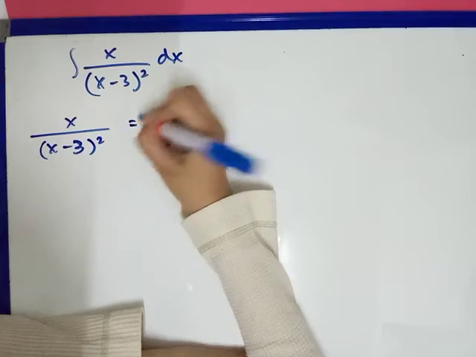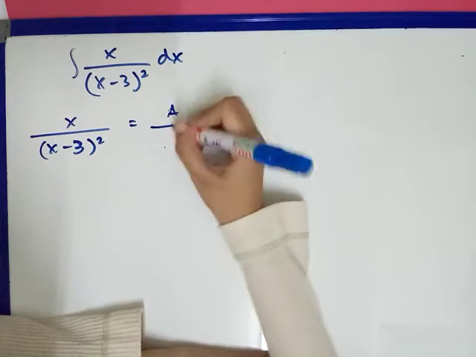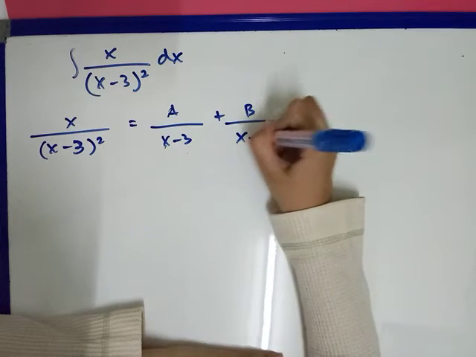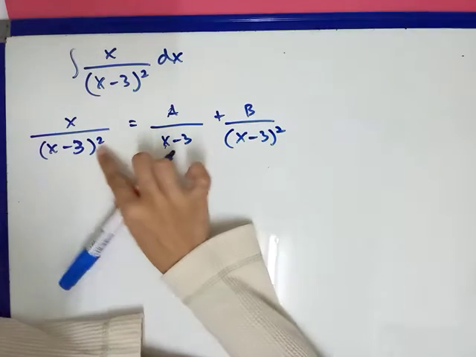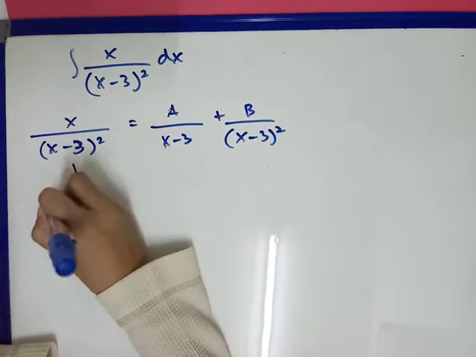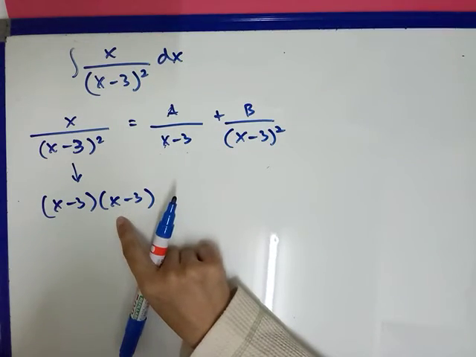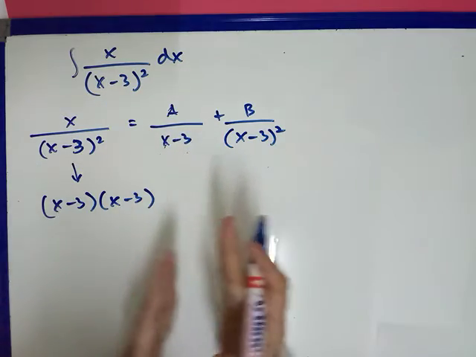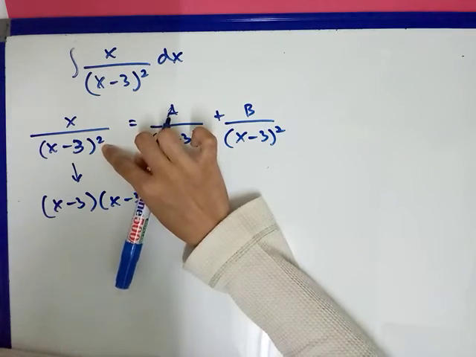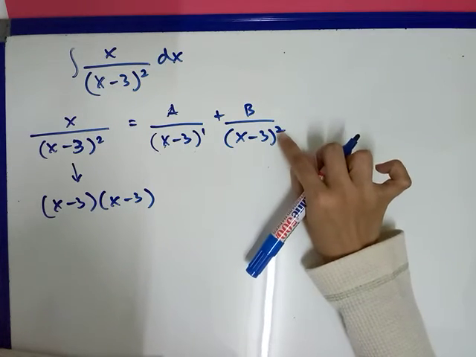Okay, so make it into smaller fractions. a over x minus 3 plus b over x minus 3 power 2. Because we have repeating linear factors here, x minus 3, x minus 3, it will be like this. This is what we call repeating linear factors. So, we need to break down into smaller fractions: a over x minus 3 is power 1, and because we have power 2 here, the next constant number b is divided by x minus 3 power 2.